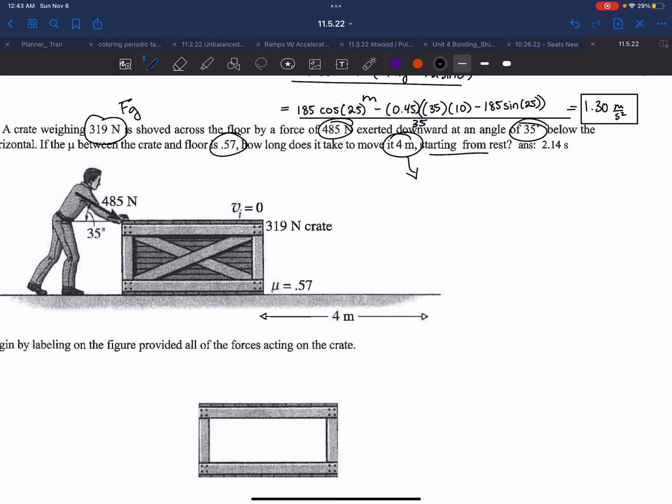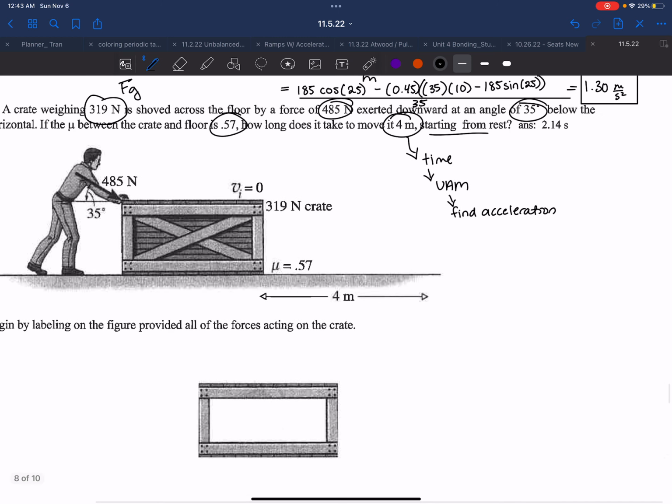So since they're asking us for time, then we need to use our UAM equations, and every UAM equation asks us to find acceleration. So guess what? We're finding acceleration once again. So I'm going to draw my free body diagram.